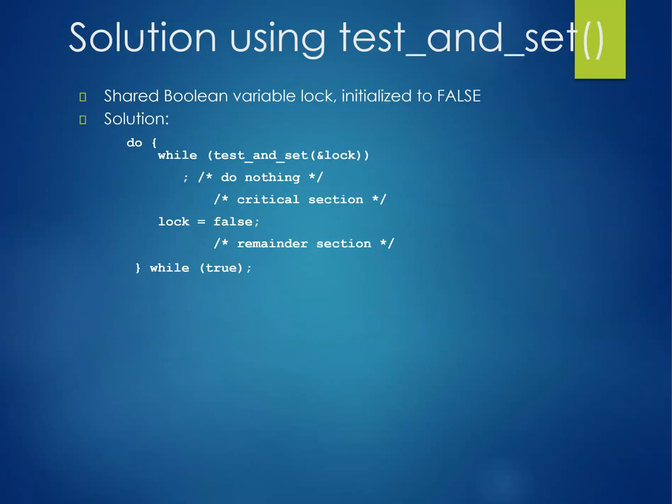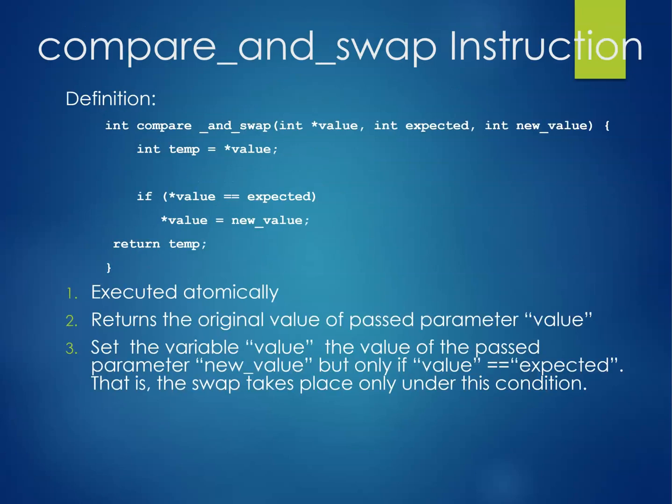So here's a solution using test and set. A shared Boolean variable lock is initialized to false. The solution: do while test and set lock. So while it's locked, do nothing. When it is free, we then do our critical section. We then set our lock equal to false. And then we continue on our merry way.